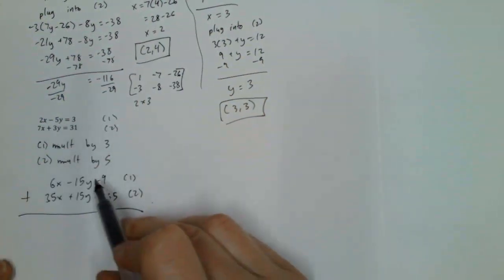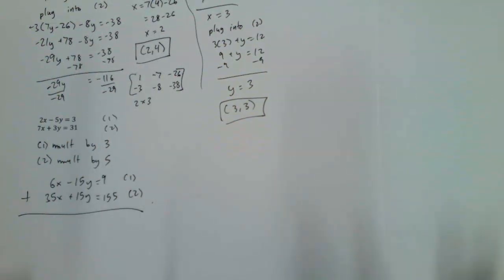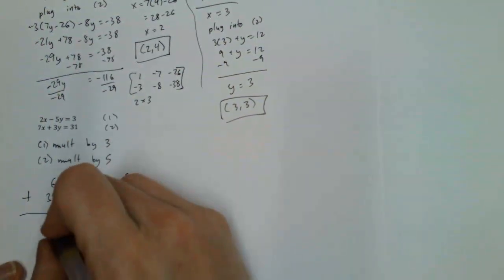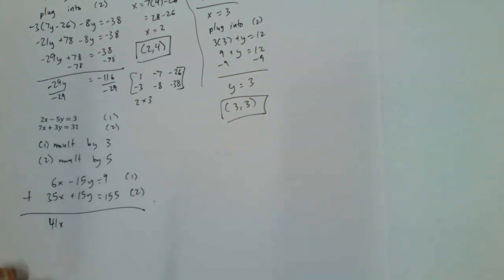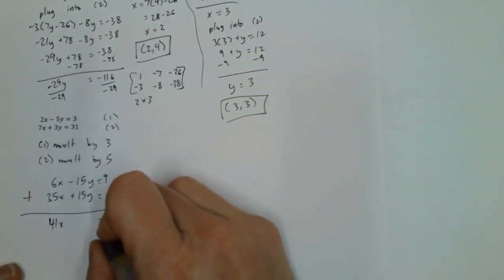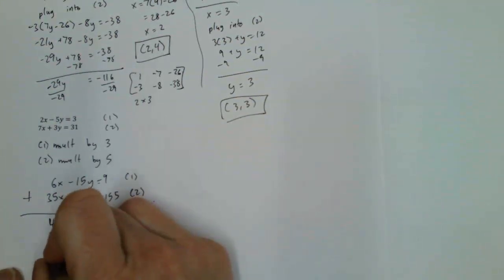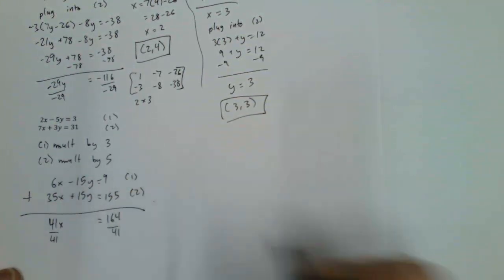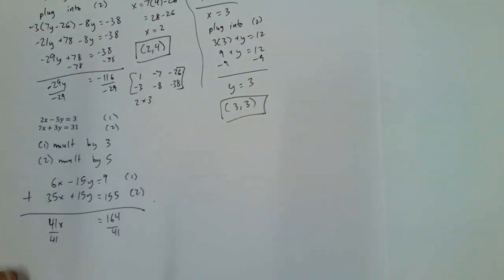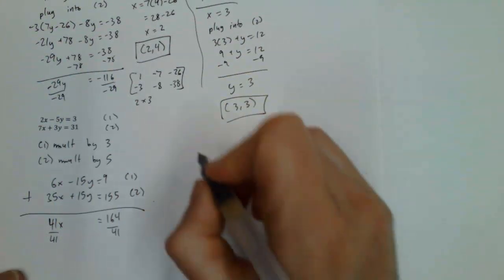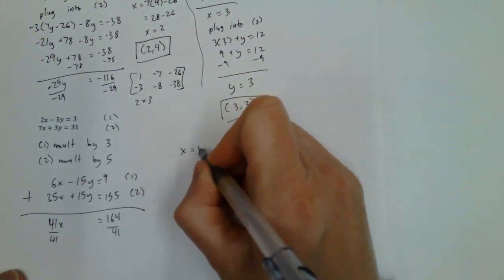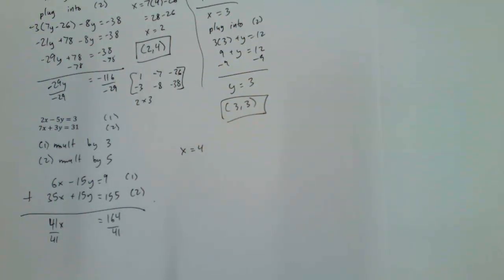At which point, let's add them together. And again, the y's are going to cancel out. That's what I want to have happen. I'll get 41x, and then 164 on the other side. So again, I've got an equation with just the one variable, so I should be able to solve that nicely, and I get that x is 4.